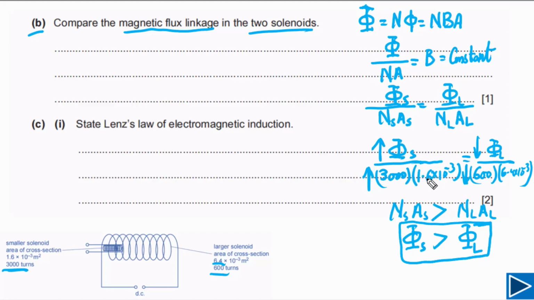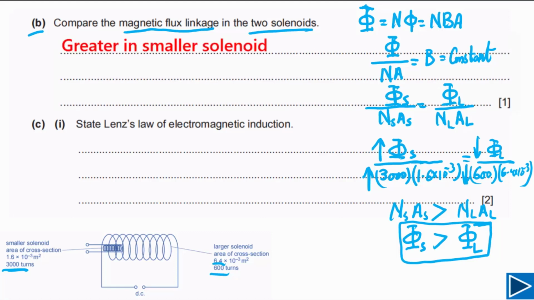You can multiply and find out that actually this area is 4 times greater, but the number of turns on the smaller solenoid is 5 times greater. So overall this one is greater. So the magnetic flux linkage of the smaller solenoid is greater than the magnetic flux linkage of the larger solenoid. In your answer, simply you can say greater in smaller solenoid. And this is 1 mark. So if you have written this one, you will get 1 B mark.